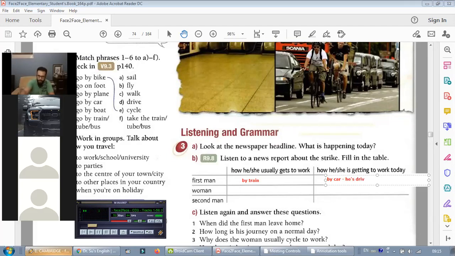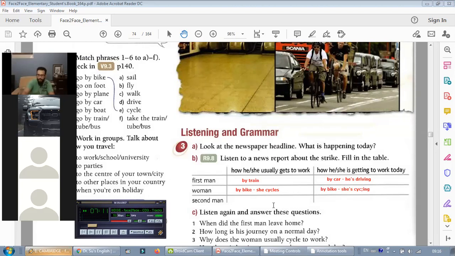All right. Okay. What about the woman? How does she usually get to work? By bike, she cycles. So you can say by bike, or you can say she cycles to work, right? And what about today? Is it the same? It's the same. Yes, the same. So by bike, or you can say she's cycling today.